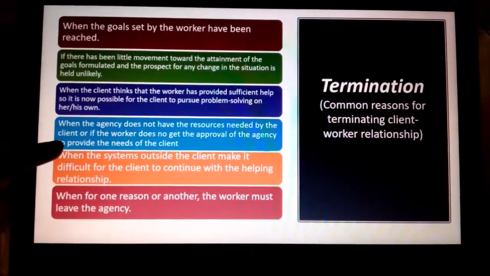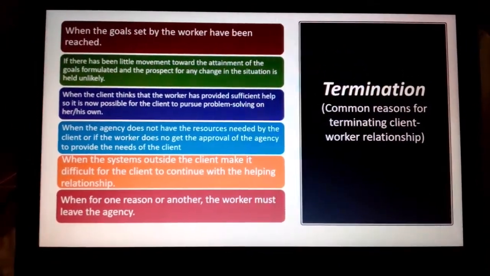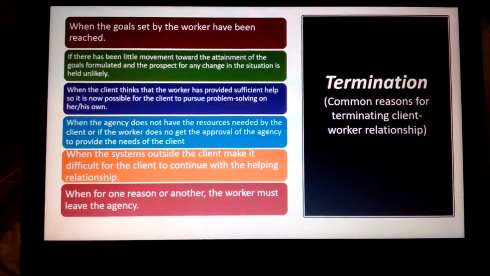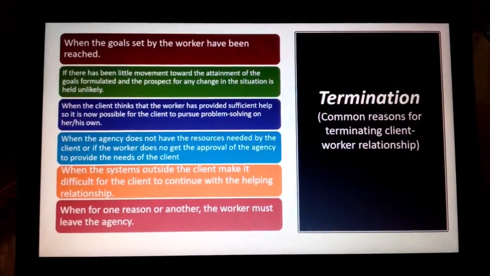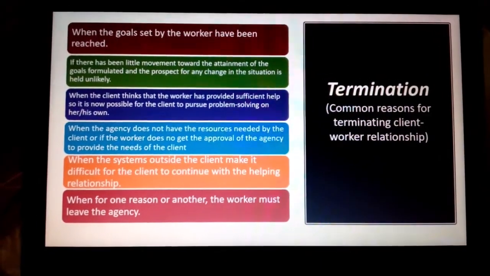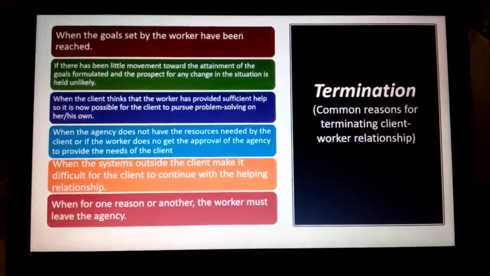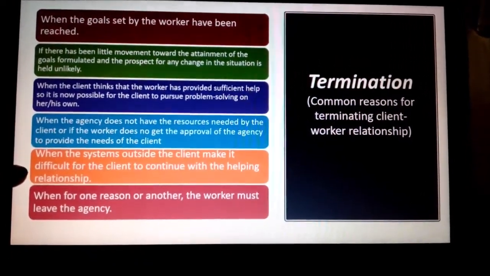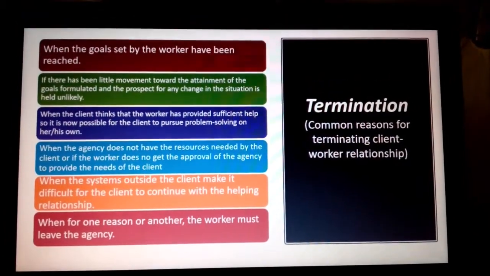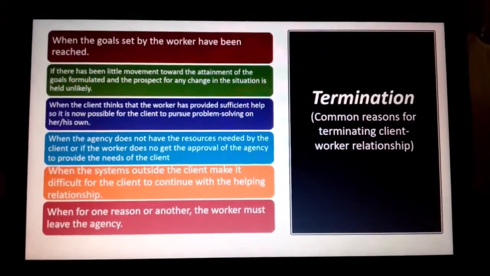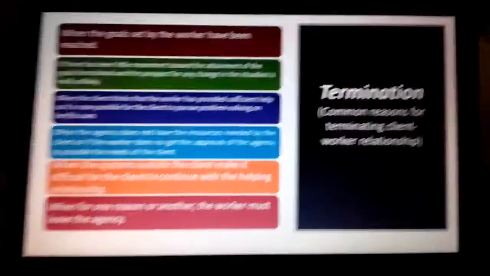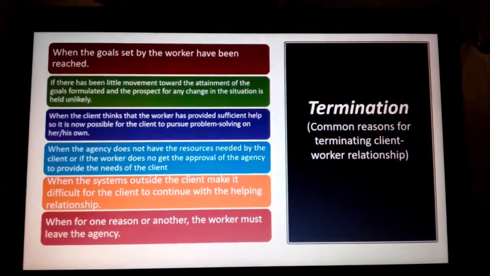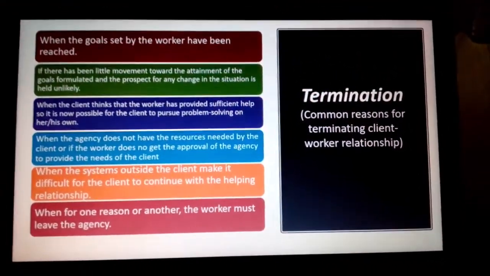And then the fourth one, when the agency does not have the resources needed by the client, or if the worker does not get the approval of the agency to provide the needs of the client, so they're going to find another solicitations. Hindi lang kasi yung agency ang makapagbibigay nun, but instead, they're going to find another agency. The fifth one, the systems outside and the client made it difficult for the client to continue with the helping relationship. So, another revise. Parang research lang siya. If it is not good in applying in one community, you're going to revise again. You need to find another solution.